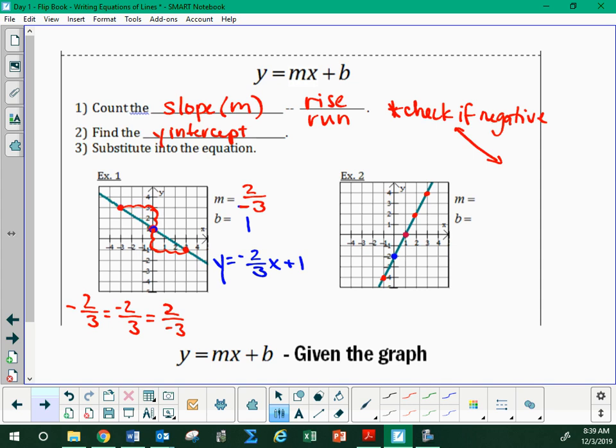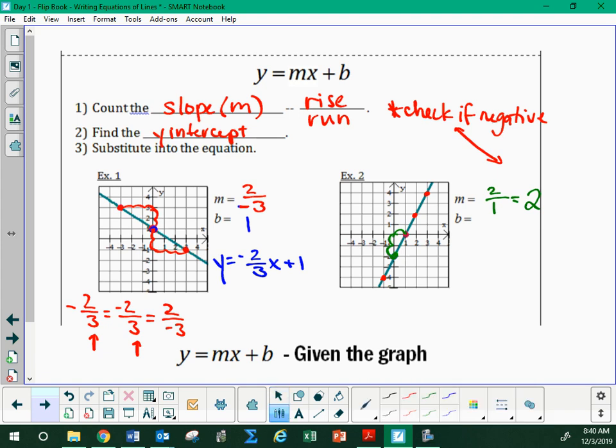So it's more common that you'll see it one of these two ways, but any of those are acceptable. All right, let's take a look at example 2. So again, our slope, I'm going to start here and count up 1, 2, and to the right 1. 2 divided by 1 is just 2. Now we didn't need to put a negative because it's a positive slope. We're climbing up the stairs.